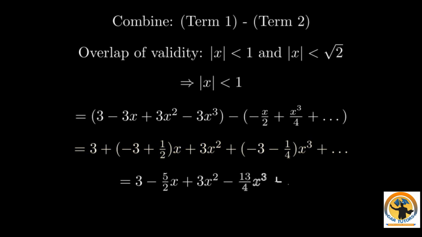So the final expansion is 3 minus 5x over 2 plus 3x squared minus 13x cubed over 4, valid for the absolute value of x less than 1.